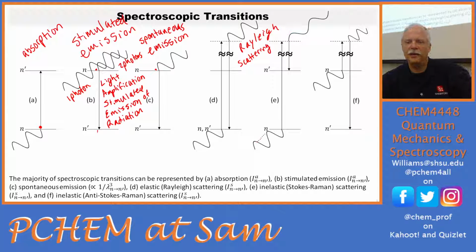And then if the photon comes in, oscillates with the particle, but the particle comes down to a higher state, then it's going to scatter off a photon with less energy. And so that's called Stokes scattering, Stokes-Raman. So different people's names of these processes. Raman is a name, Stokes is a name.